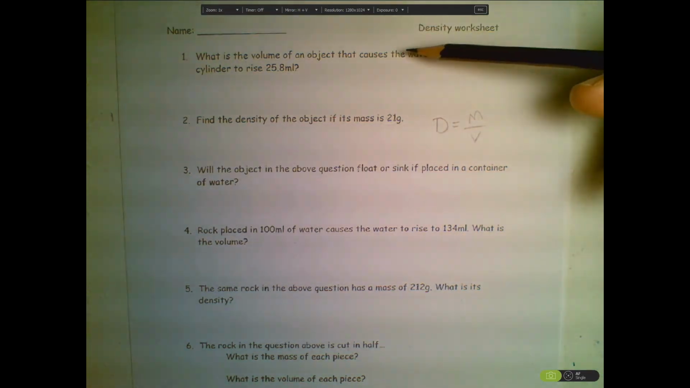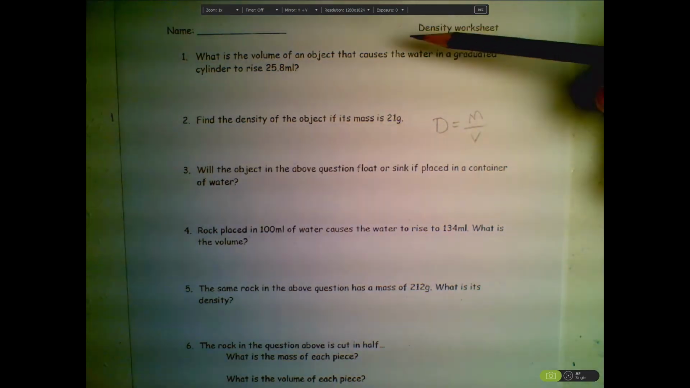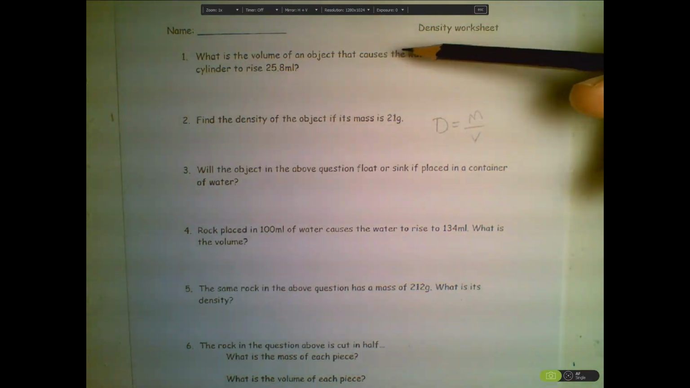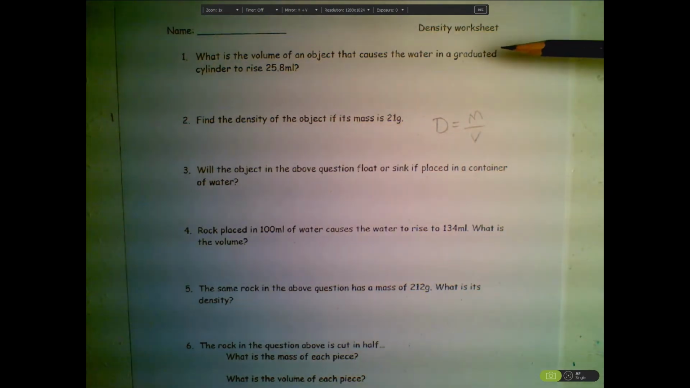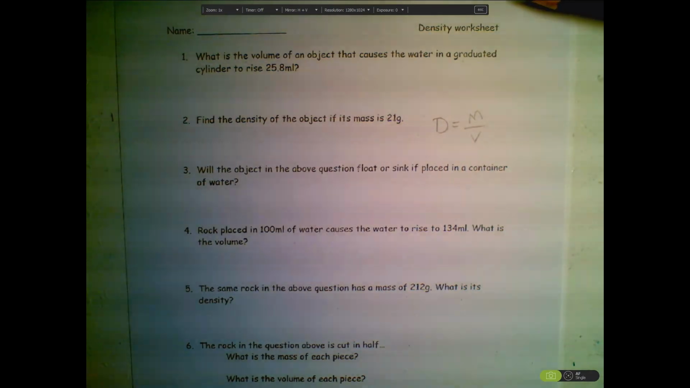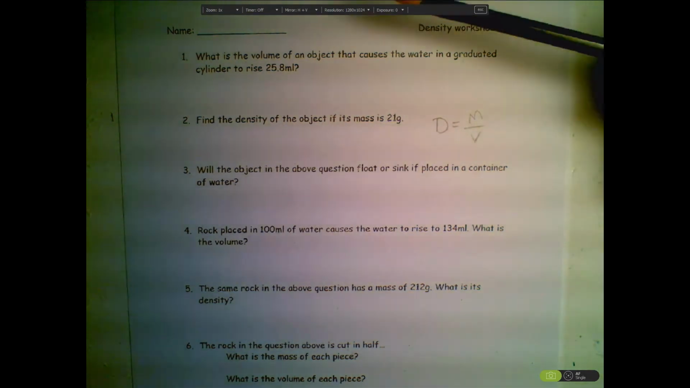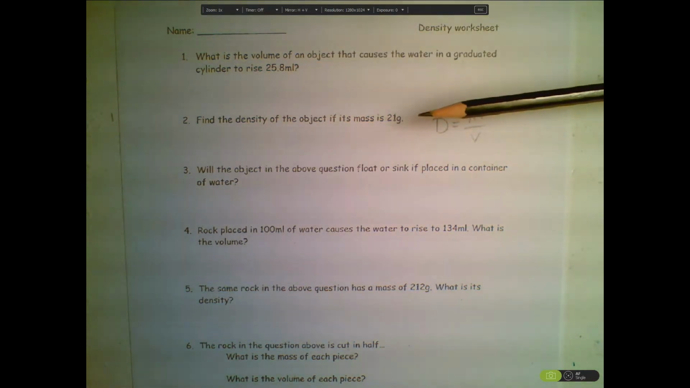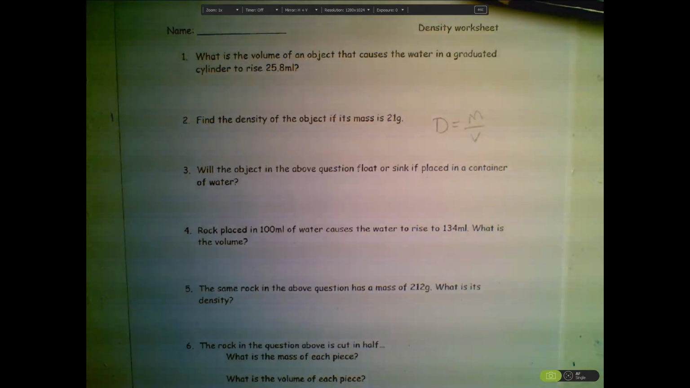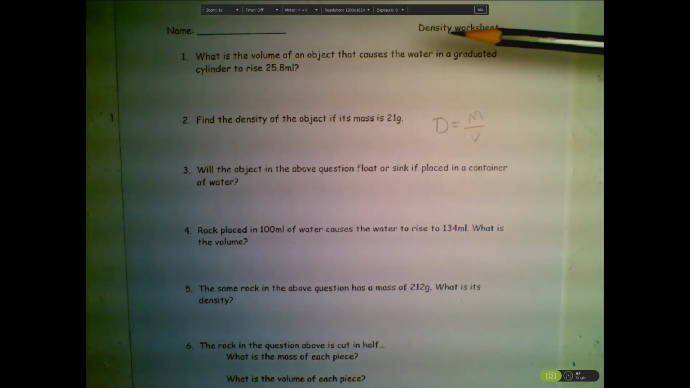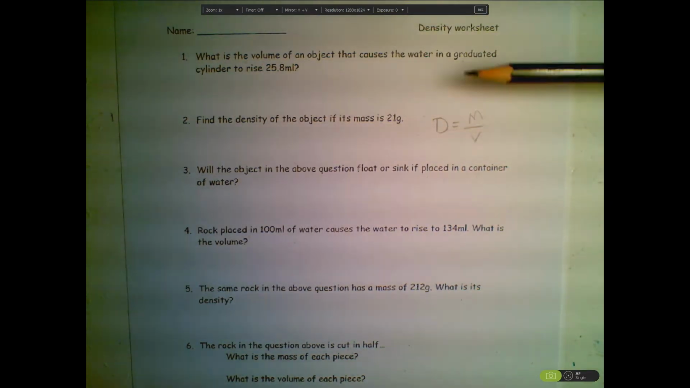So what is the volume of an object that causes the water in a graduated cylinder to rise 25.8 milliliters? So visualize there's a graduated cylinder with water already in it, and when I place that object in the graduated cylinder, the water goes up 25.8 milliliters from where it started from. That will tell you what the volume is for that problem.